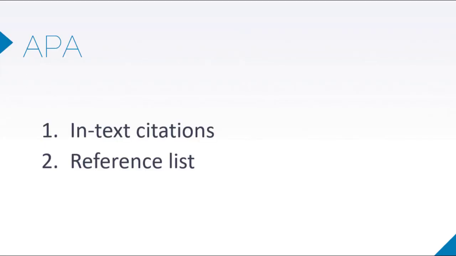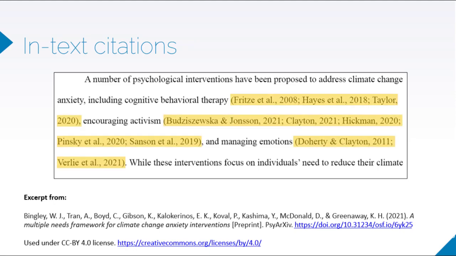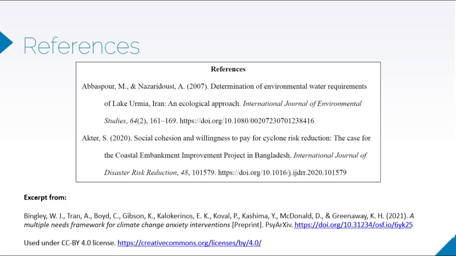The first thing you should know about APA is that it has two parts. The first part is called in-text citation, and you include it within the text of your assignment every time you use another person's idea. The second part is the reference list, which comes at the end of your assignment. That's where you include all of the details about the source you used.